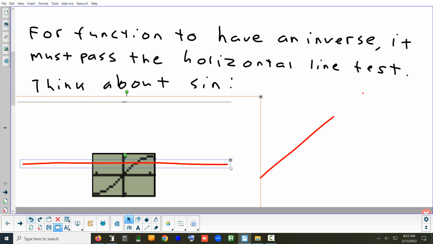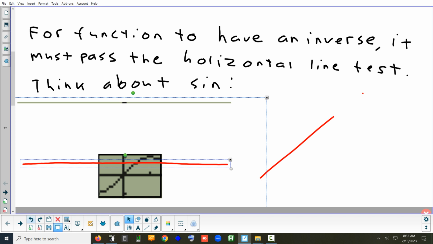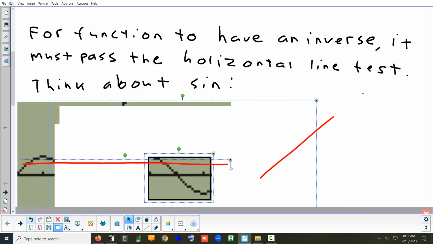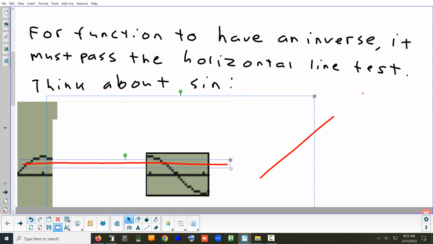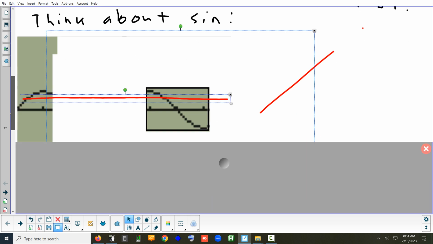It's not the only section. You could slide this to different spots, and you could definitely find another area that passes the horizontal line test. Like right about there. That's 90 to 270. It's not that it would be wrong to use that section. It's just usually everybody and calculators use the section from negative 90 to 90. It's the section that's always used.